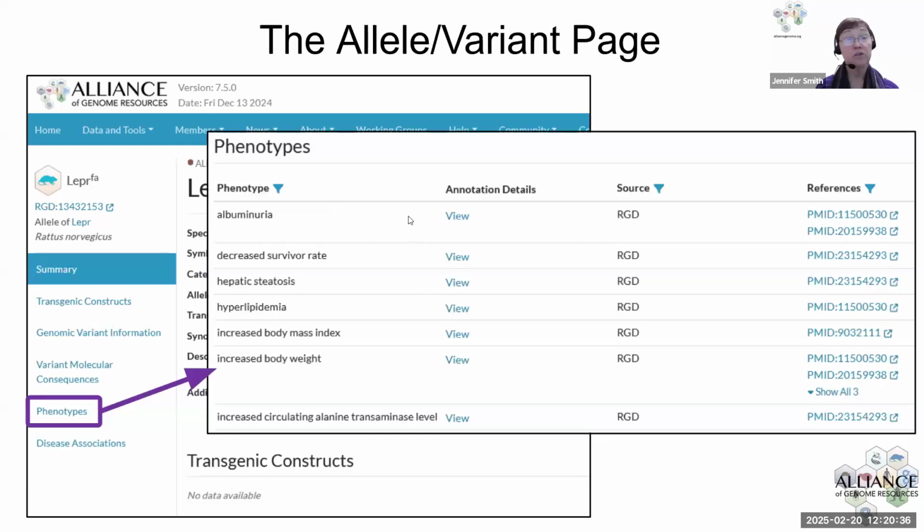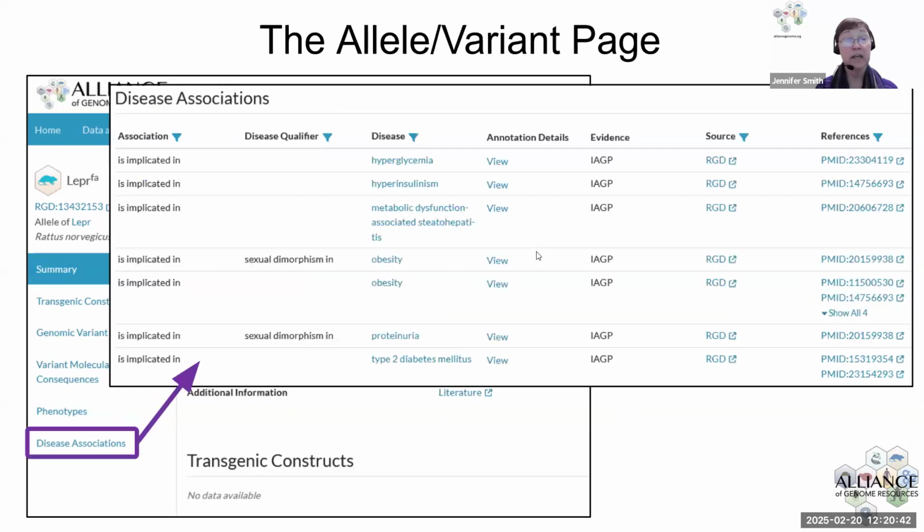Below that, there are 2 sections, one for phenotypes that are associated with this allele, and another for diseases that are associated with this allele. And I am also, again, not going to talk about these because they will be looked at in more detail in our next office hours presentation.